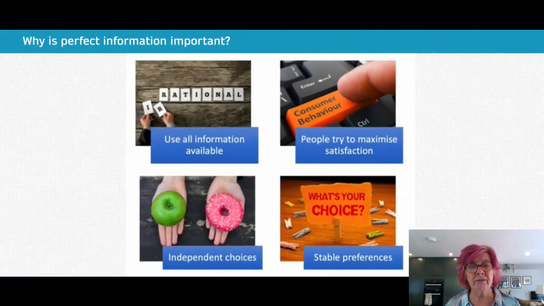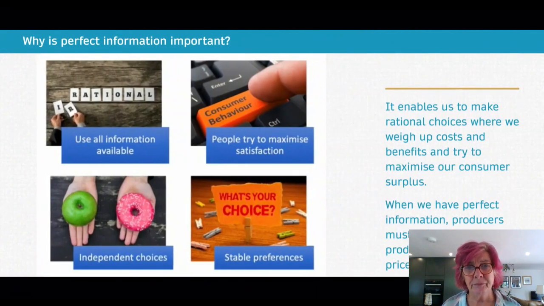Perfect information is a really key thing because it helps us to make rational choices, and we know that the market works well when consumers can make the best possible choice for them. If we're misinformed and we make bad choices, then the market isn't working well for us, is it?